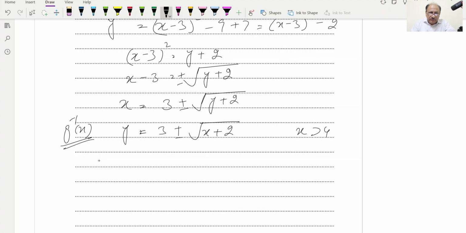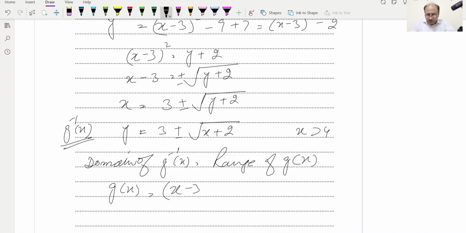So we will say, we know domain of g inverse of x will be equal to range of f of x, range of g of x, sorry, g of x, which is the function. So domain of inverse function will be equal to range of the function. So g of x is equal to (x minus 3) squared minus 2. This is basically the completing square which we have done, and x we know is greater than 4.